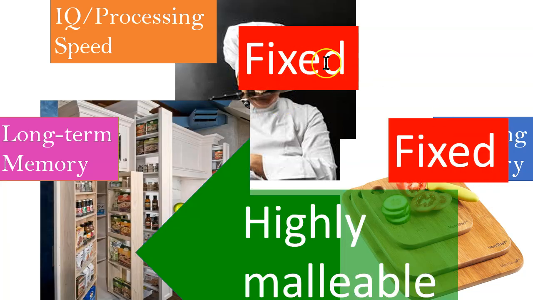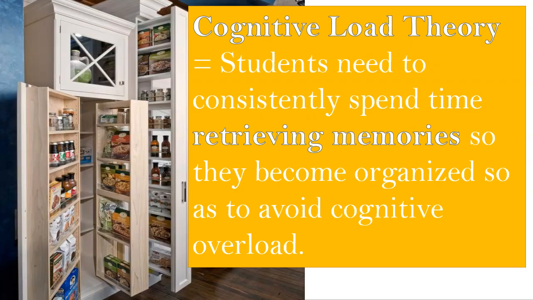These things are kind of fixed. There's not much we can do about them, but our long-term memory is very malleable, and if you're old, you will know this, because there's lots of junk in there about pop culture or something that happened in a film in the 80s. So what we want to do is basically get it very well organized.